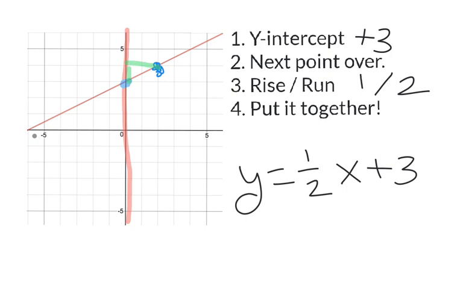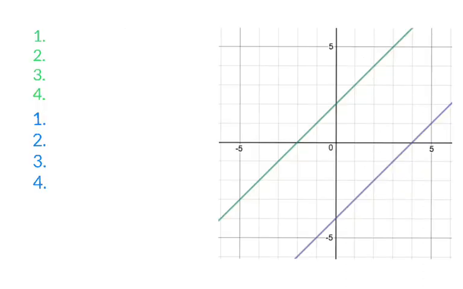Now, some things to look at. As x increases, this line increases. So your slope should be positive. And it is. So we did it right. That's a quick way to check your work. I see a lot of people getting confused about that. Moving on to parallel lines.